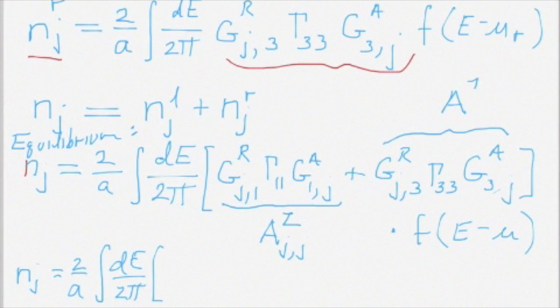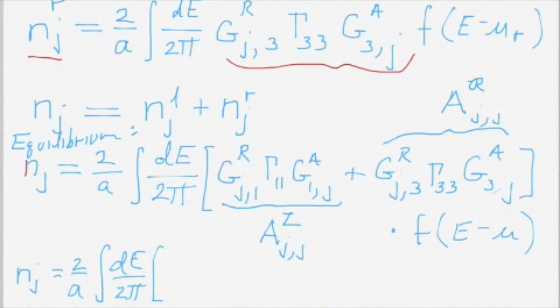R, a script R, J comma J. I'm using a script R. This doesn't mean retarded or advanced. It just means right and left. So I've got a left and a right, which I'm just using for shorthand. We'll talk about this a lot in a moment.